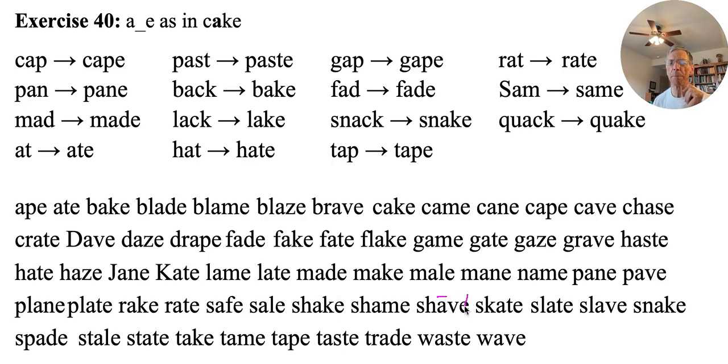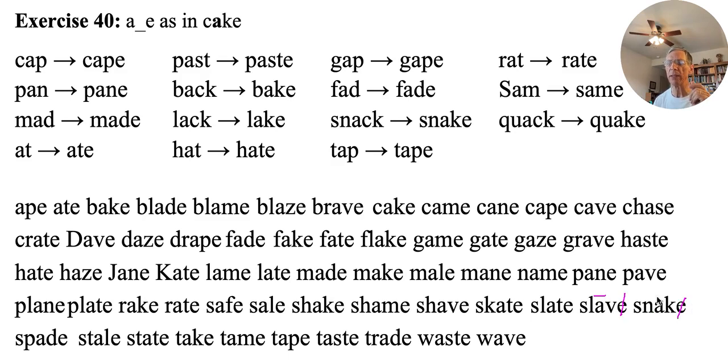Shave, get a good close shave. Skate, at the skating rink, you get the wheels on your skates, you go round and round. Slate, in the old days, the boys and girls all had a slate at their desk and they would write on the slate. Slave, a slave has to do what his master says.